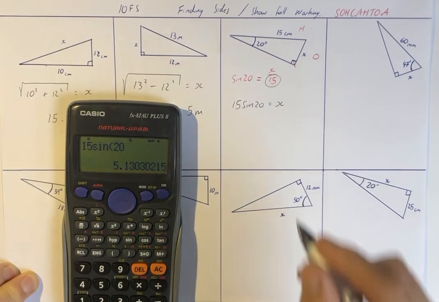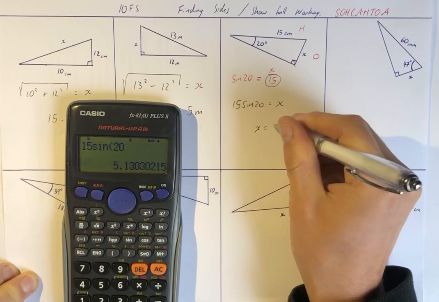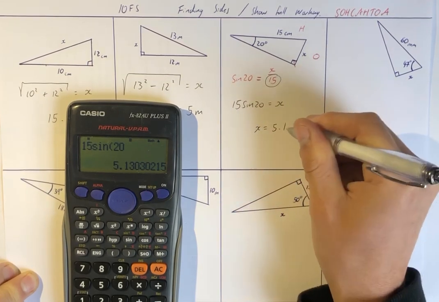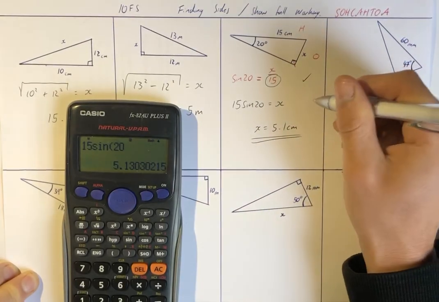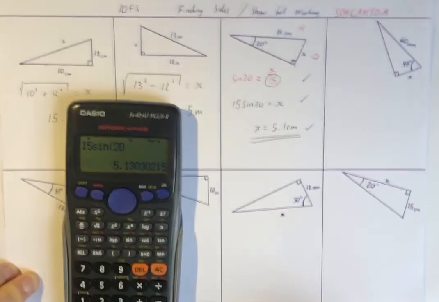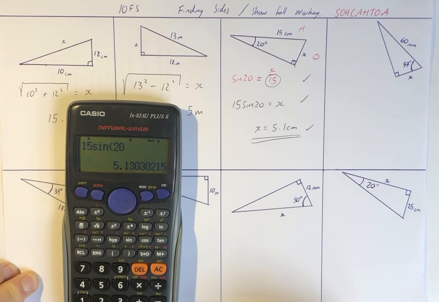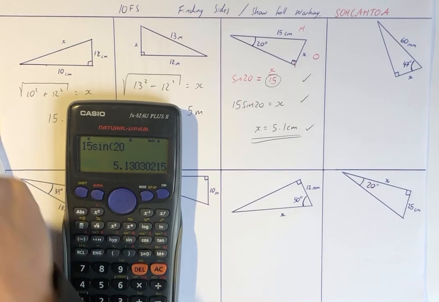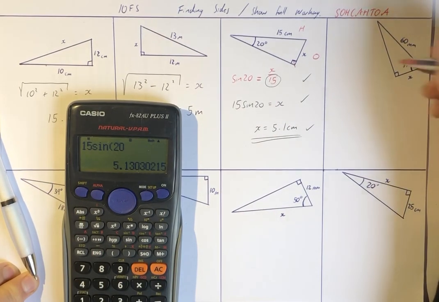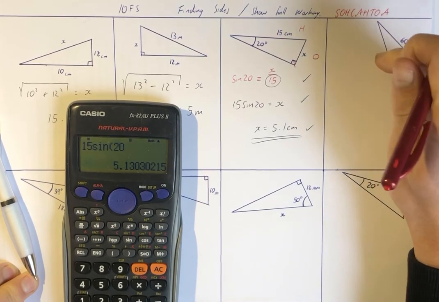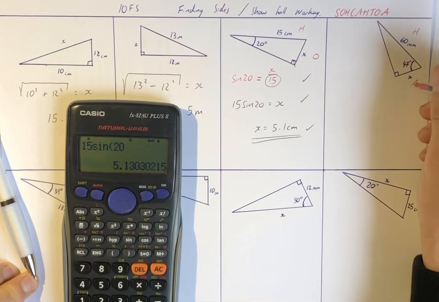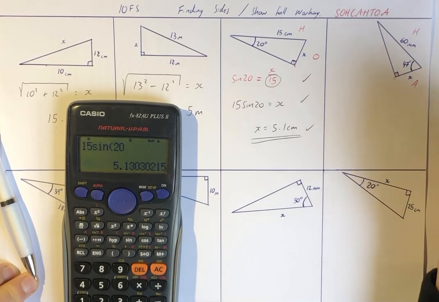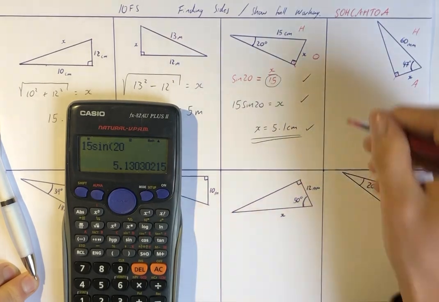5.1. So x equals 5.1 centimeters. Nice. A tick for that, a tick for working, and a tick for the right answer. That's awesome. What do I do now for this one? Is I label everything. So I'm not dealing with the opposite angle, but I am dealing with the hypotenuse and the side that's beside that angle. All right, so the adjacent. So I'm looking at cosine.